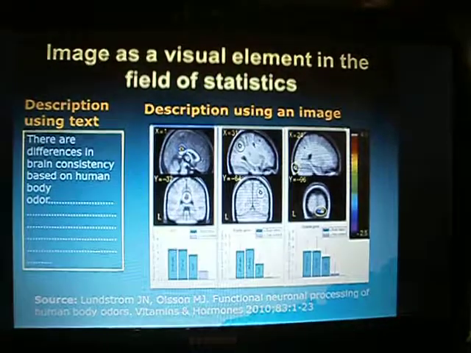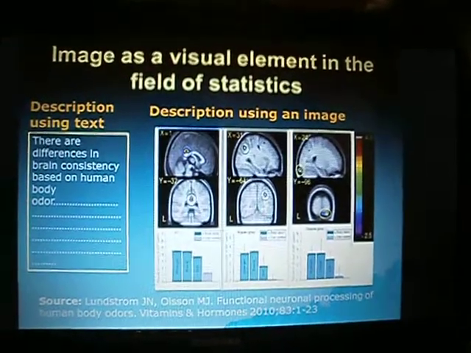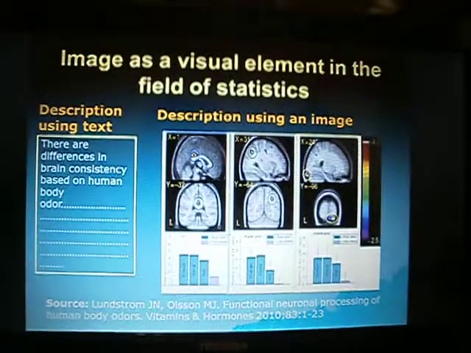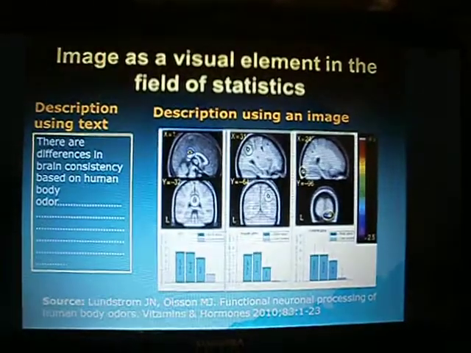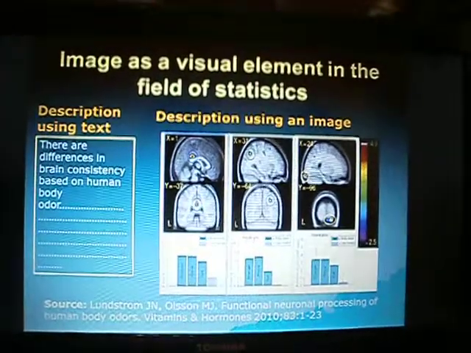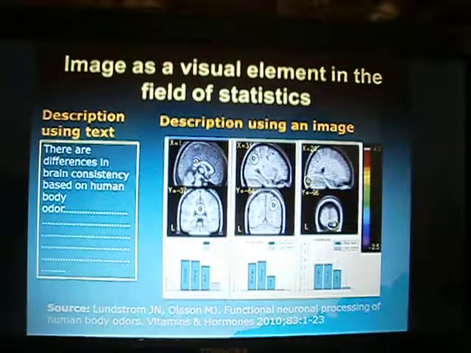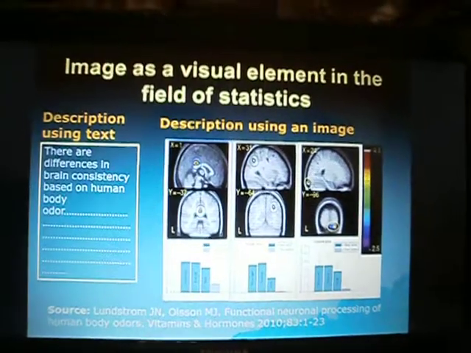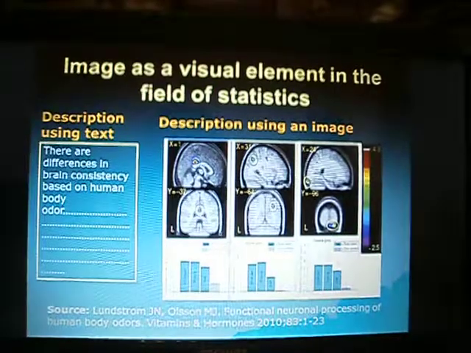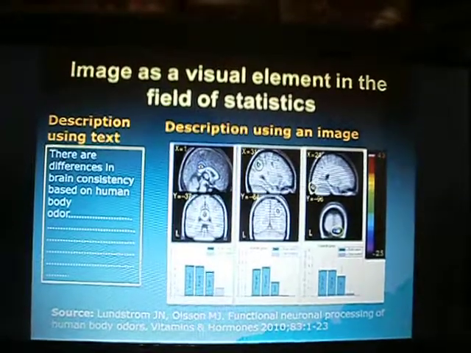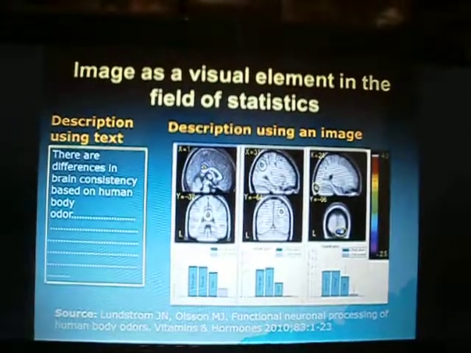Image is also a very important visual element. This slide shows differences in brain consistency along with graphs for difference in body odors. It describes a lot of things in one image. It is very difficult to describe these things using text.